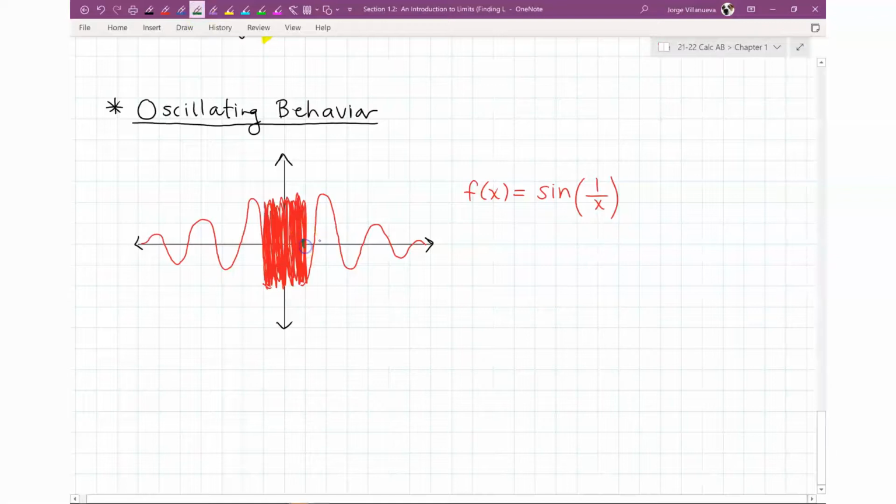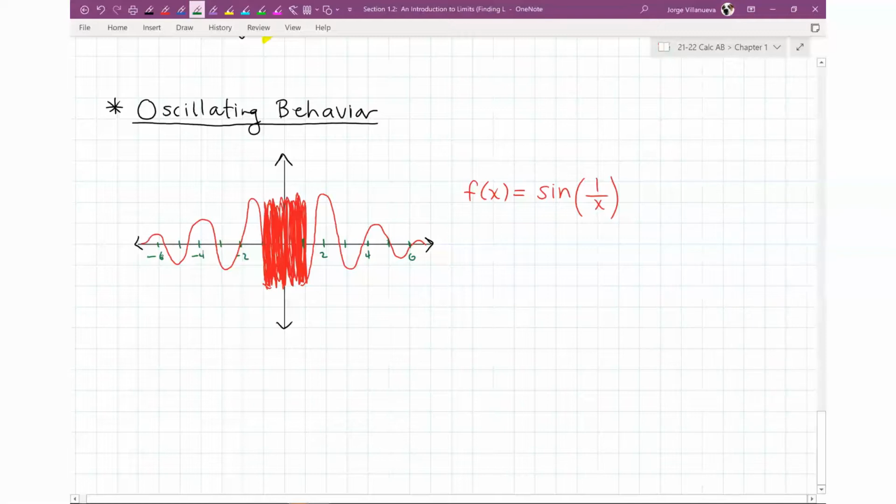Let's see, here's 1, 2, 3, 4, 5, 6. Okay, and -1, -2, -3, -4, -5, -6. Okay, so just because a function oscillates, a lot of people think, oh, an oscillating function doesn't have a limit. Well, that's true and not true. An oscillating function could have a limit, but only in certain places.